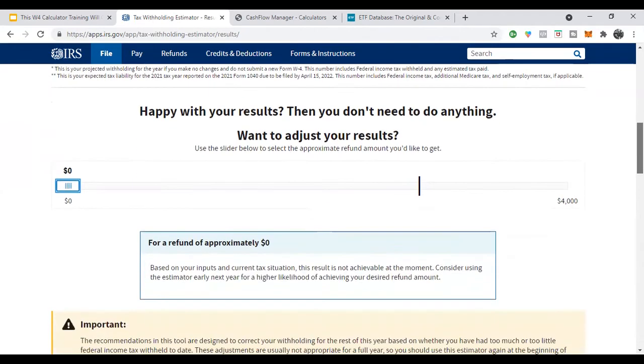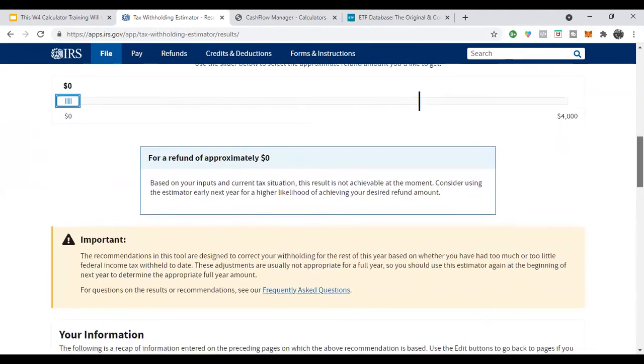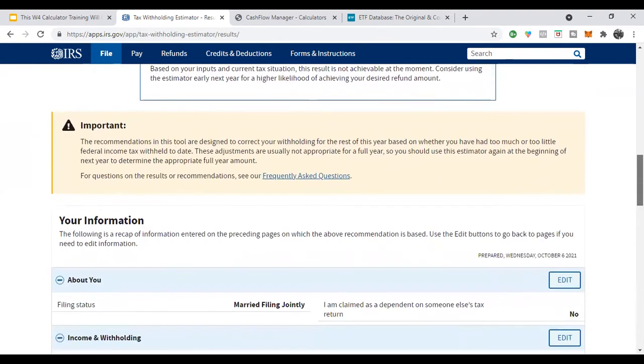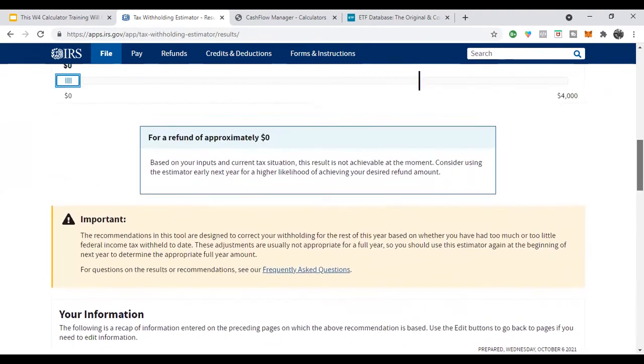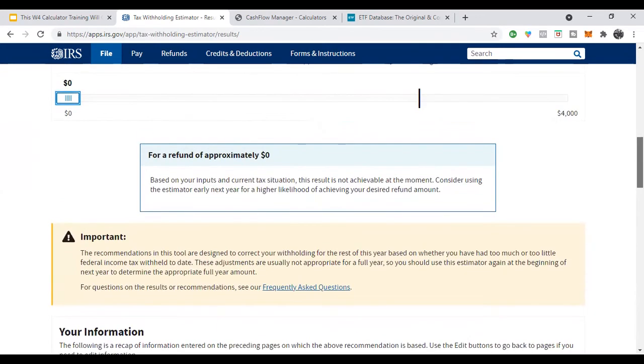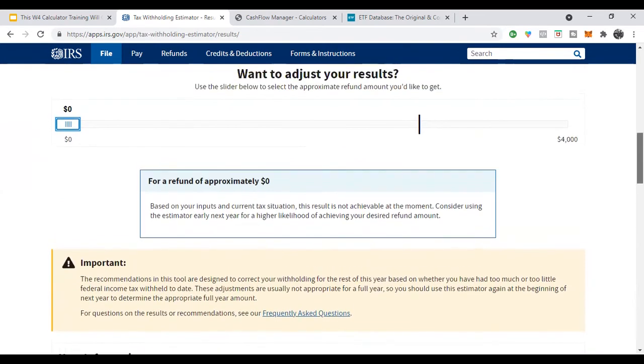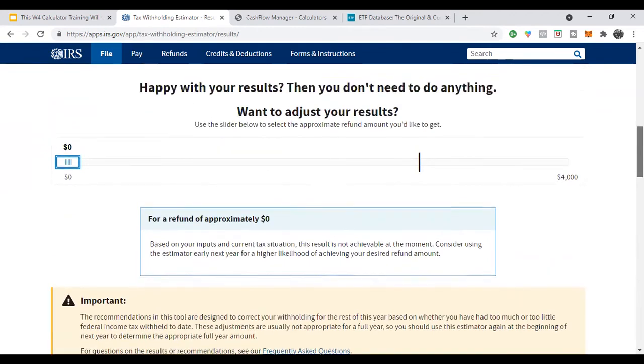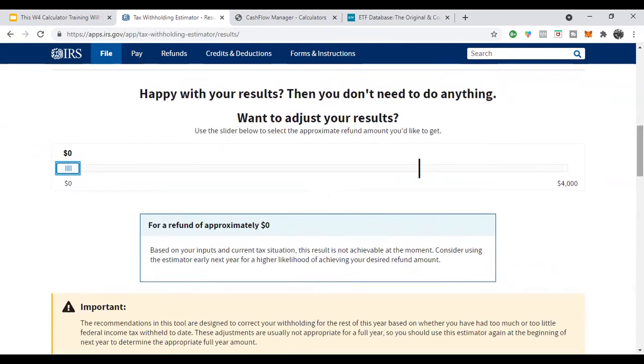If you decide, in this example, "I want my money now," slide it all the way to 0, and then look at what it says. Based on your inputs and current tax situation, this result is not achievable. Consider using the estimator tool early next year for a higher likelihood of achieving your desired refund amount. That is because it's so late in the year.